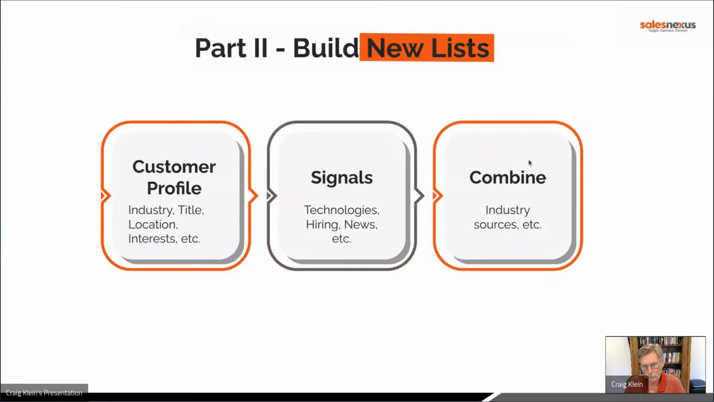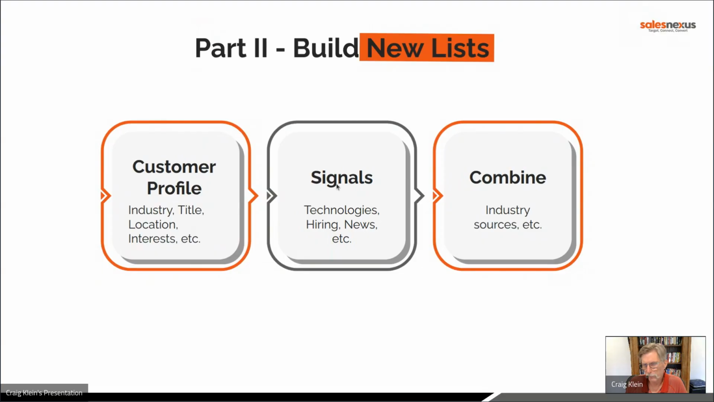Okay. All right. So moving on to building new lists. There's the basic customer profile, contact information, right? Name, phone number, title, company, address, those types of things.